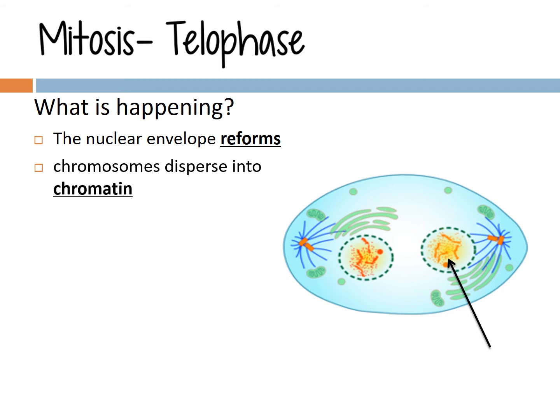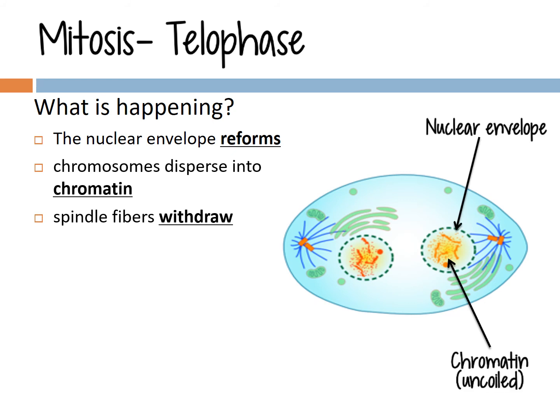The chromosomes disperse into chromatin. The spindle fibers withdraw. So you need to identify this one as the nuclear envelope, and it is now pointing to the uncoiled chromatin. So as you can see, it's really getting to a point where everything is returning to the way it was.